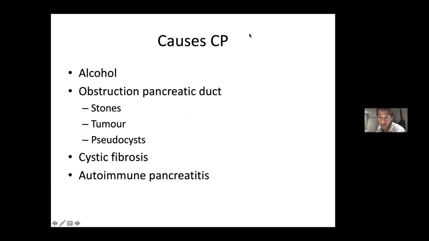Good. So going on with chronic pancreatitis. Again, the causes of chronic pancreatitis are alcohol and obstruction of the pancreatic duct, so when people get fibrosis of the pancreas, they can form stones within the pancreatic duct, and not only gallstones, but chunks of calcified tissue that can obstruct the duct. I've got a picture of that later. A tumor could obstruct the duct. Pseudocysts could obstruct the duct. Cystic fibrosis can be a cause of chronic pancreatitis, and all kinds of autoimmune diseases can be a cause of pancreatitis.